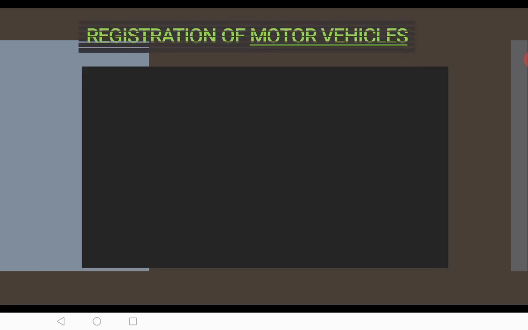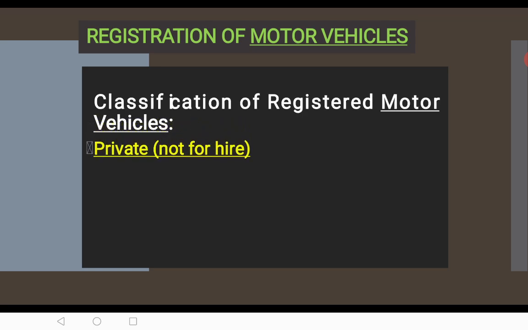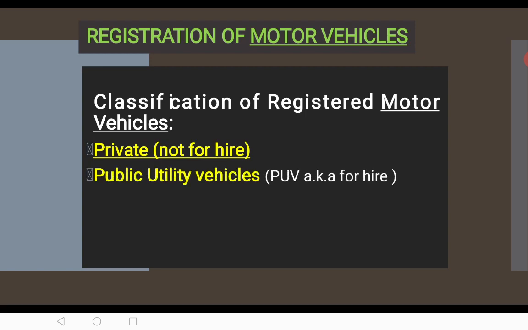Okay, now let's talk about the registration of motor vehicles. So, it is being classified. Now, there are classification of registered motor vehicles. Okay, first one, we have here private. Ibig sabihin, not for hire. Okay, so these are motor vehicles that is used for the personal use of their owners. Personal use lang, ha? Okay, and the other one, we have PUV. PUV, or otherwise known as for hire, the public utility vehicle. So, these are registered primarily for the conveyance of passengers, no? And other commercial goods. Okay, mga passenger jeepneys, mga taxi cabs, and the likes.